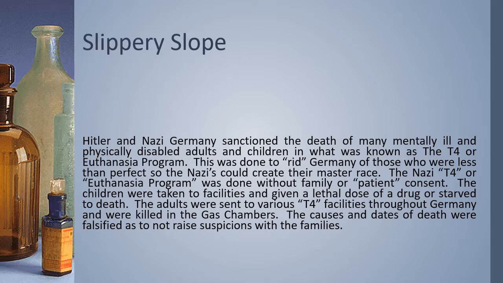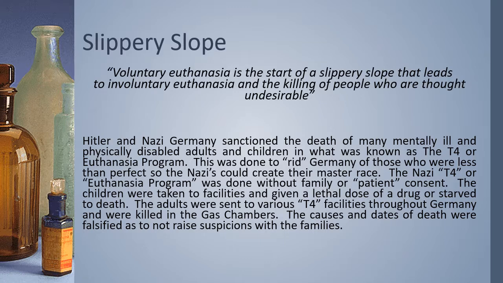Hitler and Nazi Germany sanctioned the death of many mentally ill and physically disabled adults and children in what was known as the T4 or Euthanasia program. This was done to rid Germany of those who were less than perfect so the Nazis could create their master race. The Nazi T4 or Euthanasia program was done without family or patient consent. The children were taken to facilities and given a lethal dose of drugs or starved to death. The adults were sent to various T4 facilities throughout Germany and were killed in the gas chambers. The causes and dates of death were falsified so as to not raise suspicion with the families.